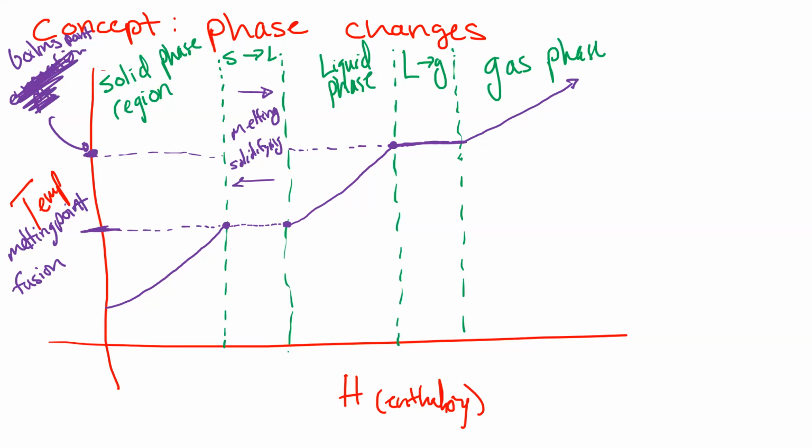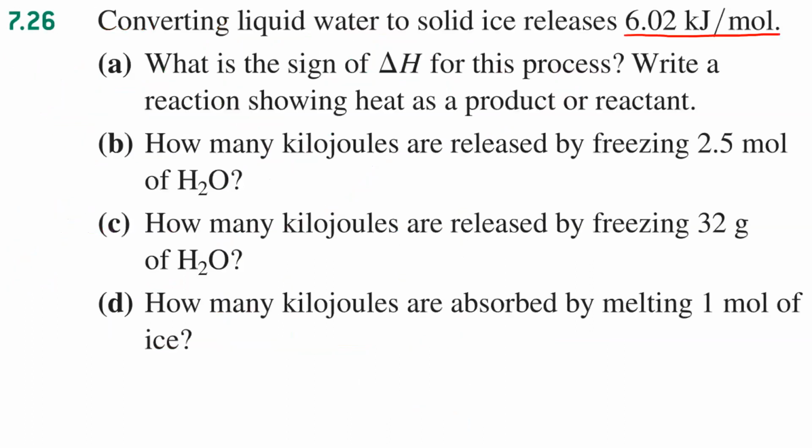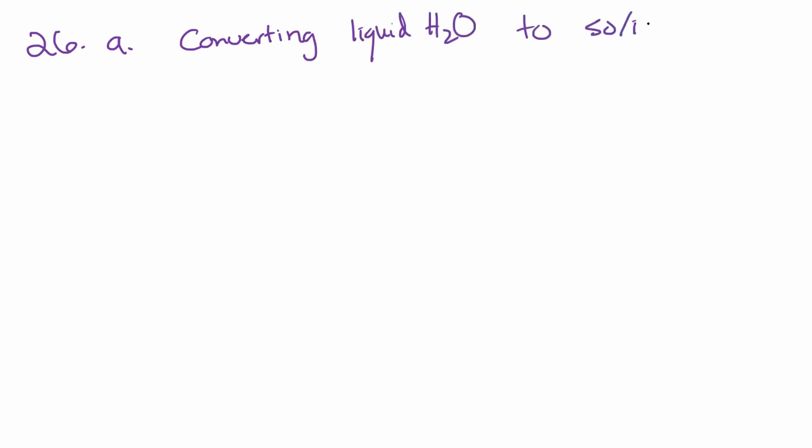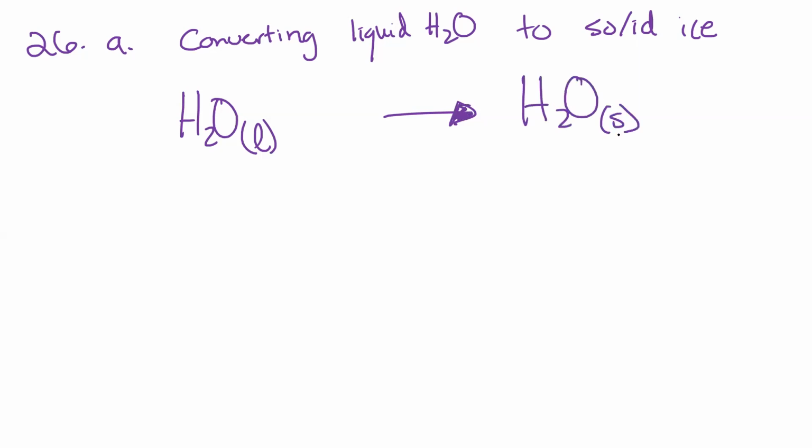Now, I wanted to review this just as briefly as possible because now, if we go back to the previous page, what is the sign for delta H of this process? The process is converting liquid water to solid ice. Okay, so 26A says converting liquid H2O to solid ice. What that'll mean is you're going from H2O liquid to H2O solid. You can essentially create a reaction of this.